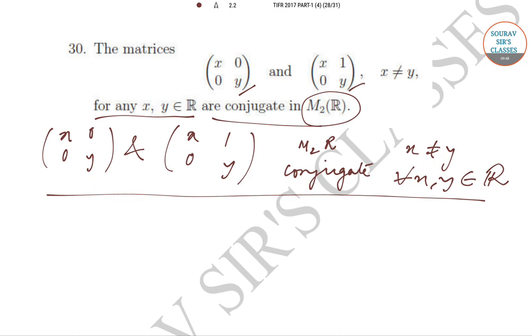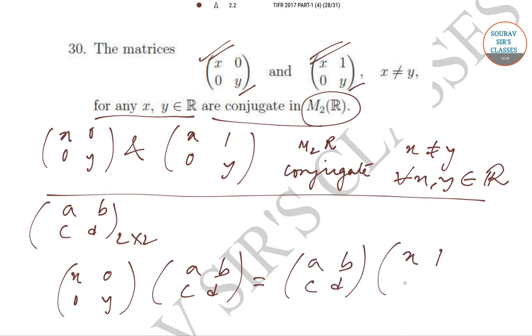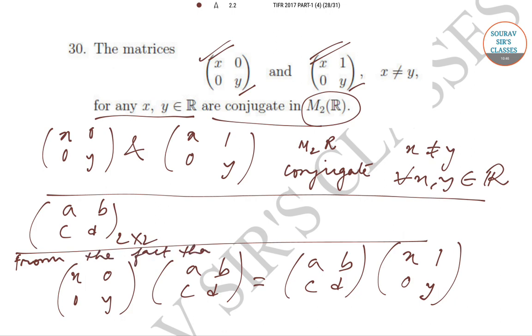So let us assume another matrix ABCD, a 2 by 2 matrix, compatible for multiplication with these given matrices. If the matrices x 0 0 y and x 1 0 y are conjugate to each other, in that case we can write that x 0 0 y into ABCD is equal to ABCD into x 1 0 y. This is from the fact that the matrices are conjugate.